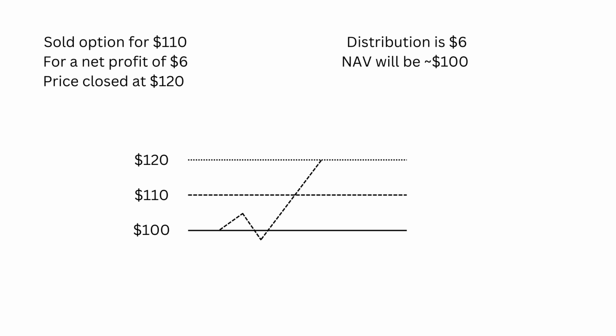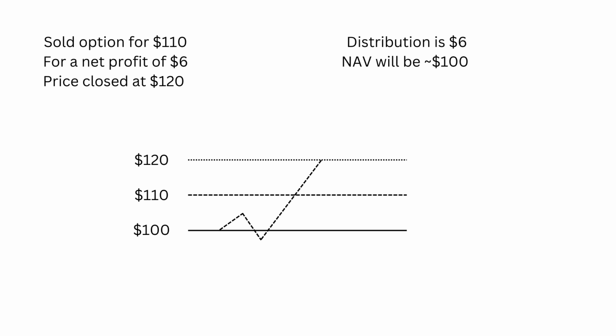The second one: same underlying, it's worth $100. Sold the same strike at 110. The price shot through my strike. These funds are going to pay me $6 because that's how they're set up. They're paying me those $6.